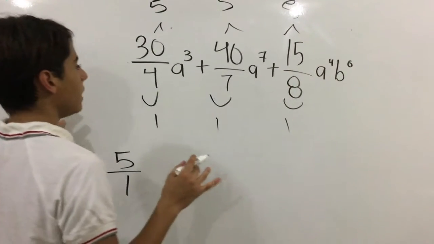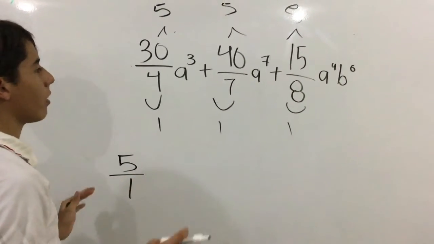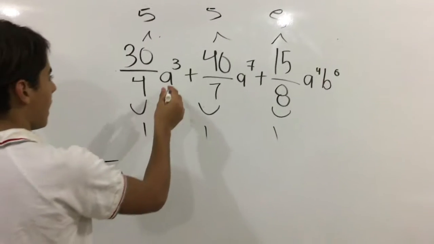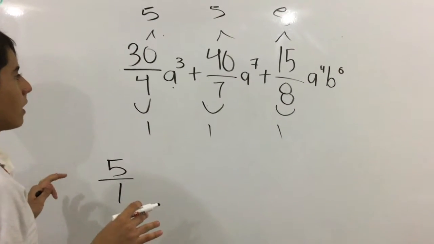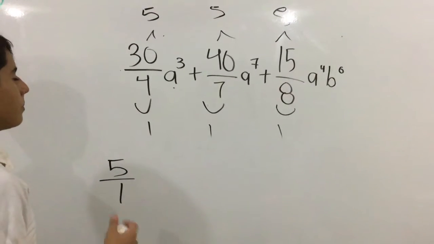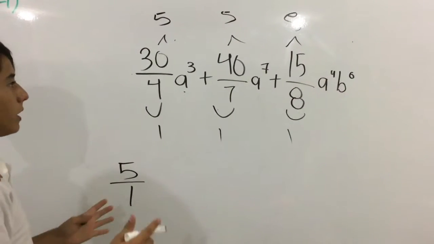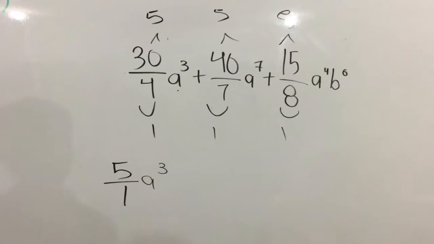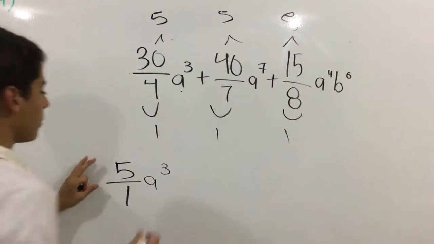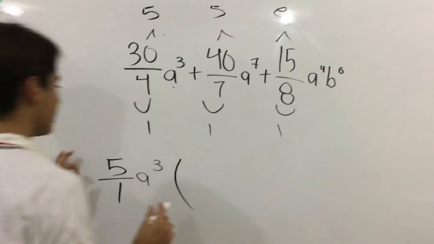We can see each coefficient has its own variable. It is a and b. So the variable with the least number of exponents is a3, so it would be a3. Now, this is the distributive property. Now we're going to start doing the parentheses.